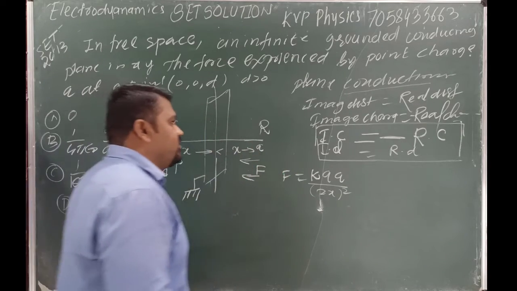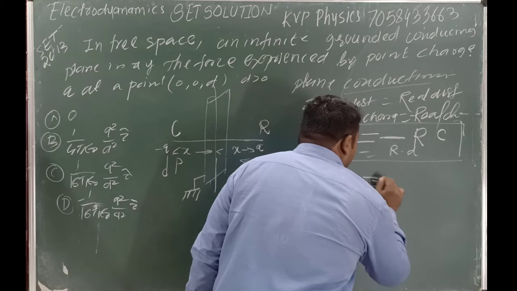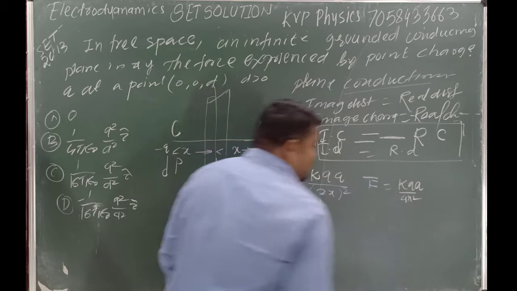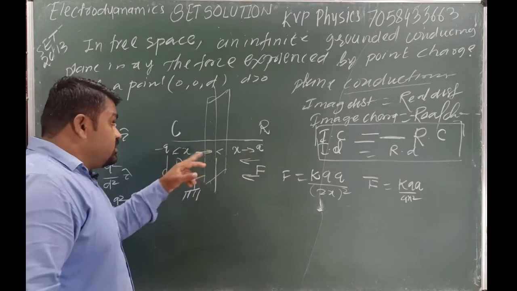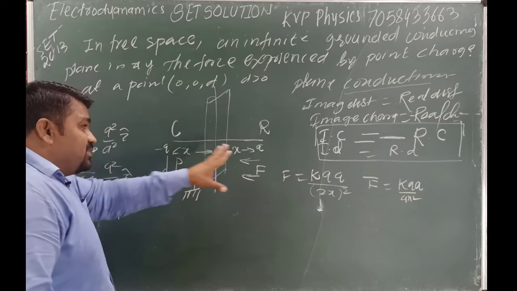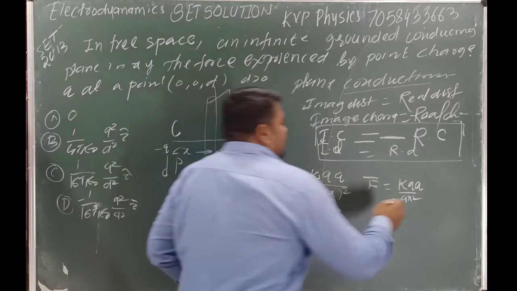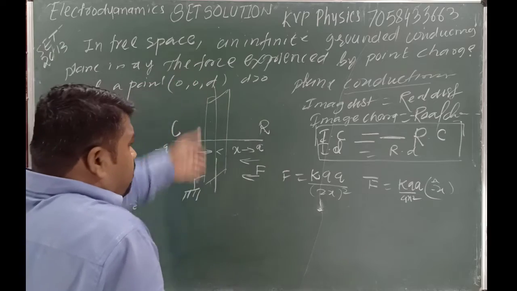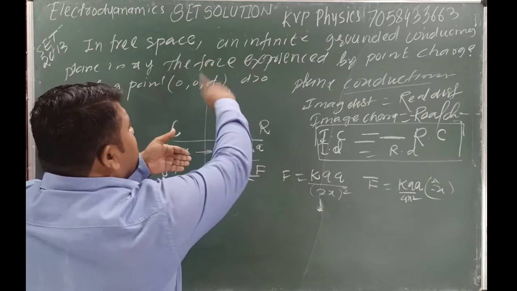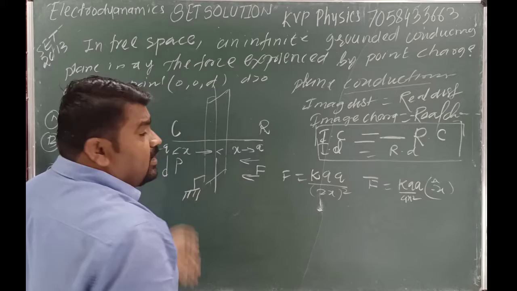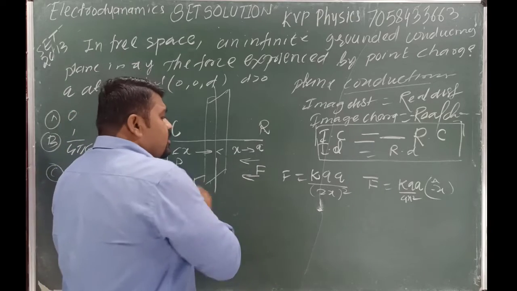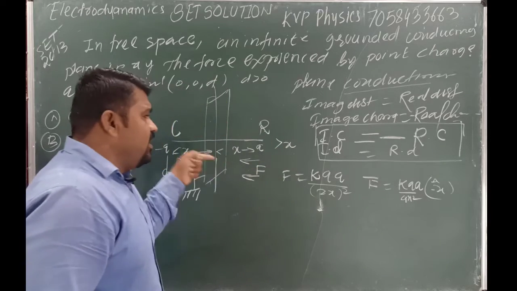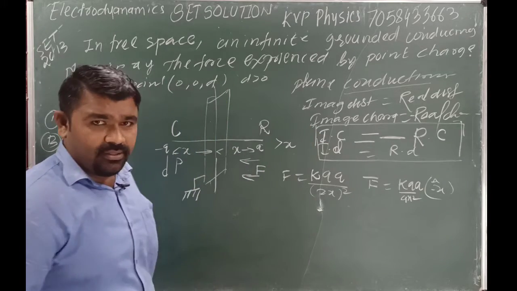Now we can take the direction. Then this is equal to KQQ upon 4x square. This charge is moving in the direction, which is minus, suppose, x cap. In this case the plane is this one: this is x, this is y, this is z. It means the plane is present in the y-z plane, so this is the x direction. Here positive x, here negative x. Got it?